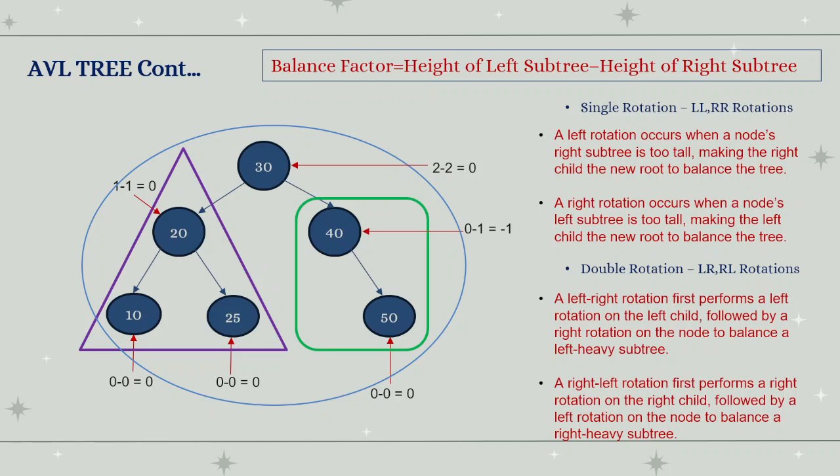Lastly, right-left rotation. This is a combination of right and left rotations. It occurs when the right child of a node has a left-heavy subtree. First, a right rotation is performed on the right child, followed by a left rotation on the node.